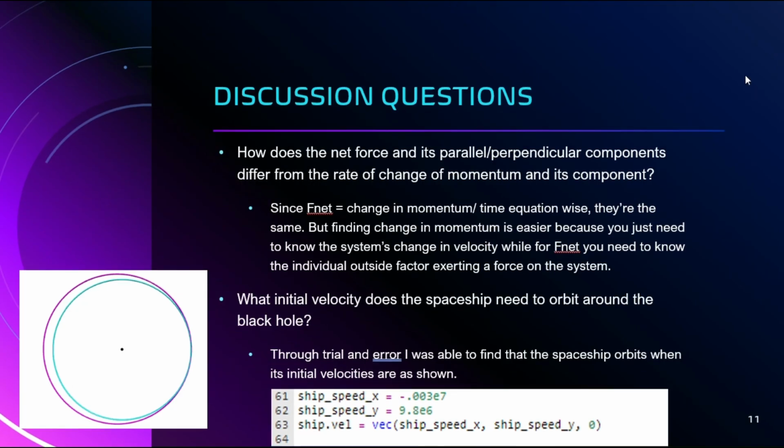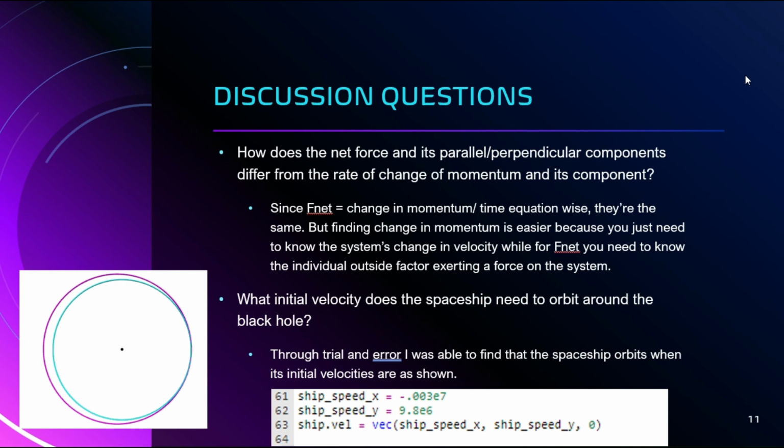One of them was, how do net force and its parallel and perpendicular components differ from the rate of change of momentum and its components? Mathematically, by their equations, F net is equal to the change of momentum over change in time, so equation-wise they're the same. But finding the change of momentum is easier because you just need to know the system's change in velocity. When you use F net, you need to know the individual outside factors that are exerting a force on the system, so that's much harder to find than the velocity changing.